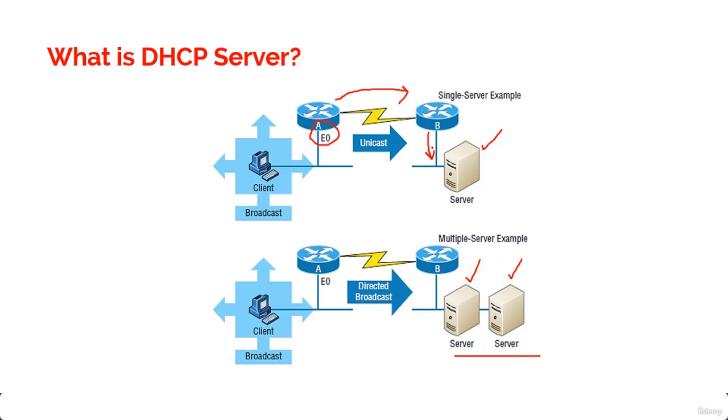Now, personally, most of the time I use a Windows server to act as a DHCP server for my entire internetwork and have my routers forward the client requests. It is possible to have a DHCP server on every network segment, but that is not necessary because of the router's forwarding ability.